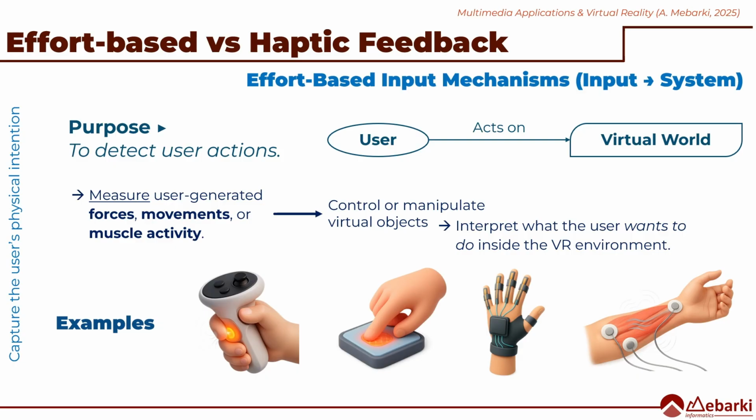Finally, EMG-based interfaces go one step further by reading muscle activation signals, allowing the system to infer effort even before visible movement occurs. In summary, effort-based input mechanisms capture the physical expression of intention from the user and transform it into meaningful input for the virtual environment. They represent the first and essential step in the interactive loop of virtual reality.